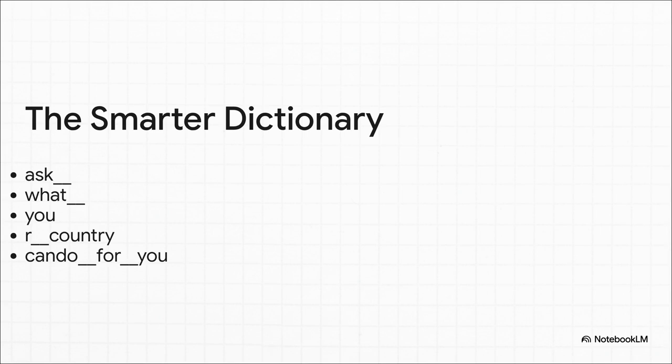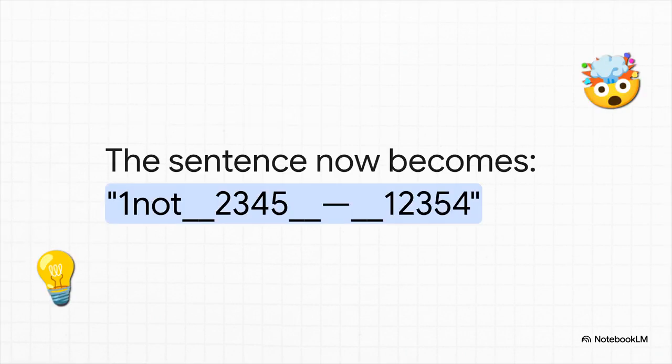No, it sees the whole phrase "can do for you" as one big, repeatable pattern. Or instead of "your country," it just stores "ra country." It's always on the hunt for the biggest possible chunk it can replace to get the maximum savings. And the end result is a much, much more compact message. With this smarter, pattern-based dictionary, our sentence shrinks down to an even shorter, more efficient string of code. You can see it's way better than our first attempt.